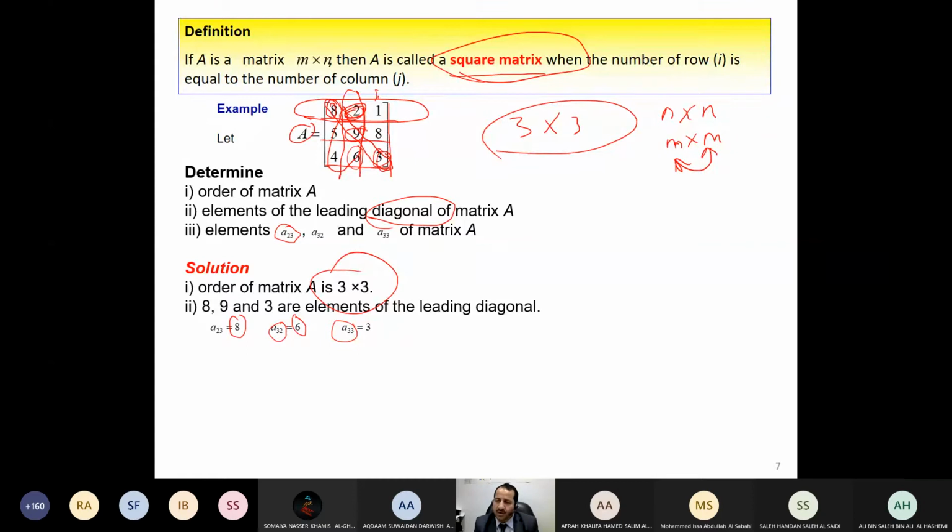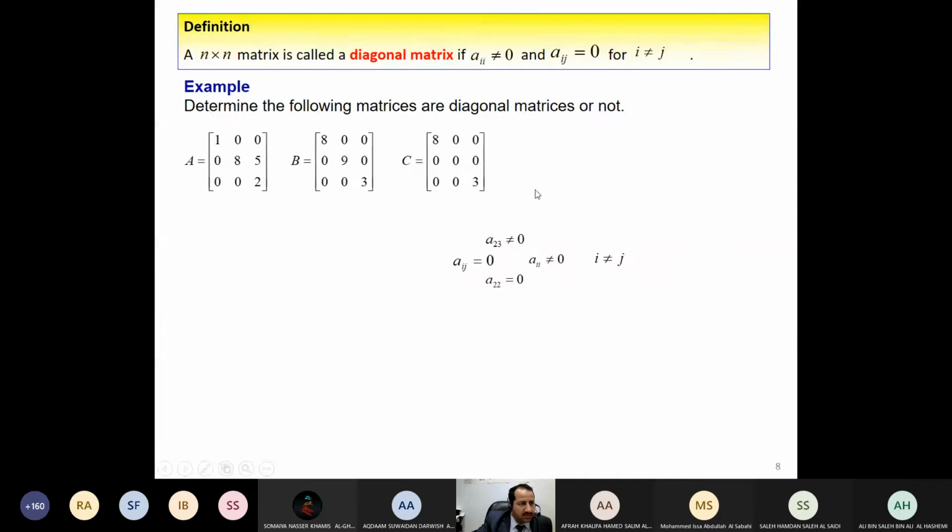Now, row number 3, column number 1. 4. Excellent. Row number 1, column number 3. 1. Excellent. So let's see more definitions here.